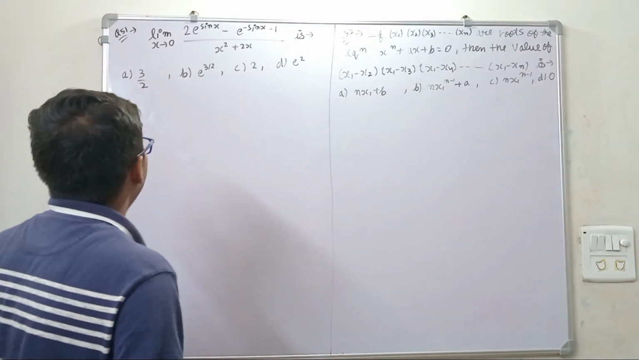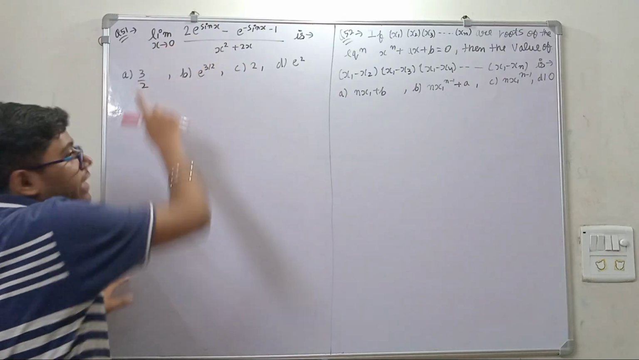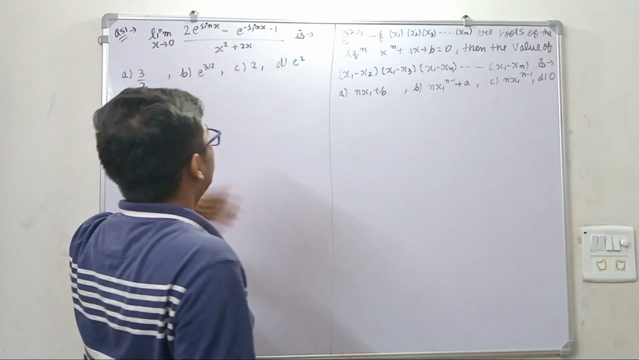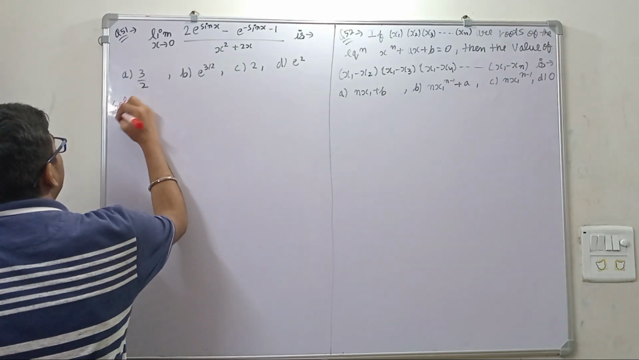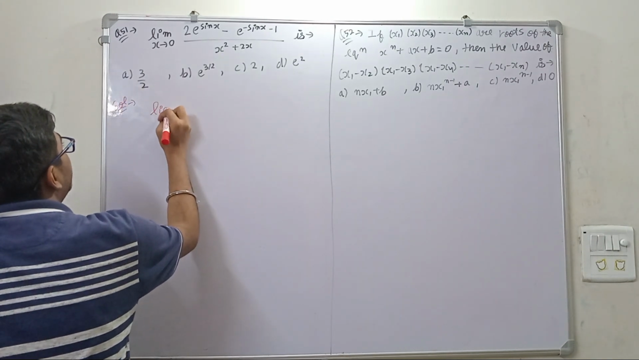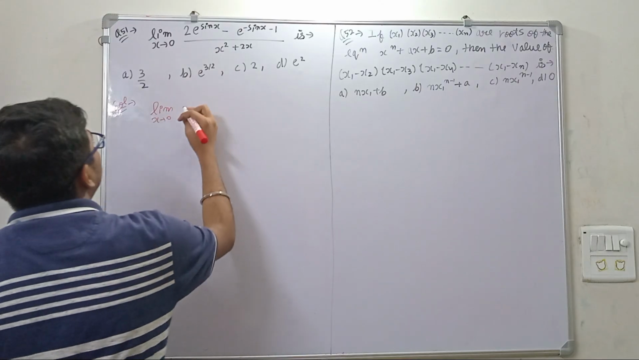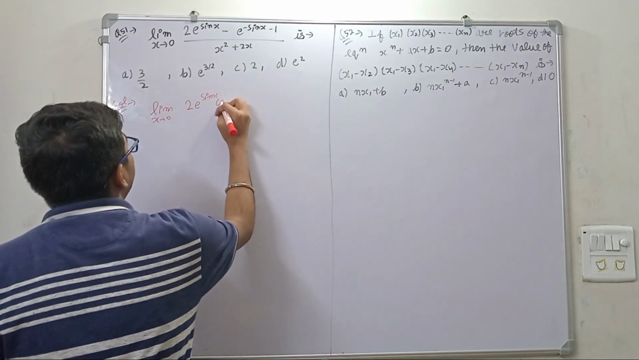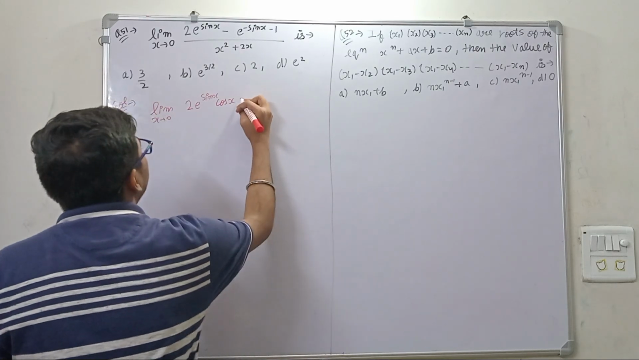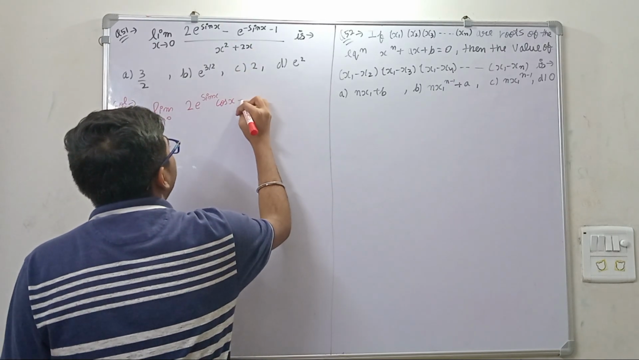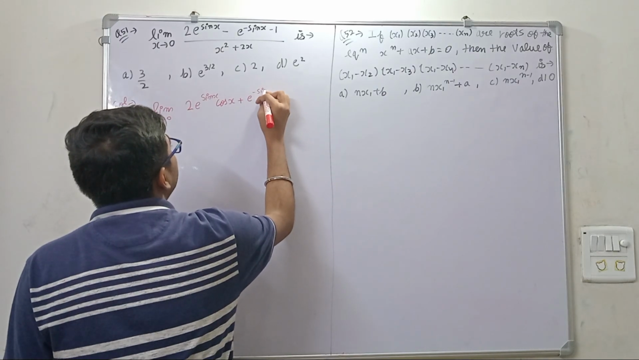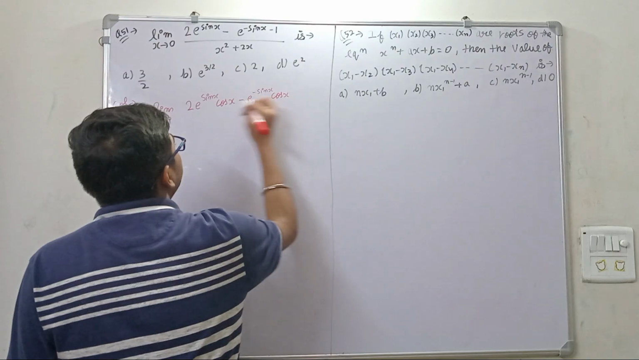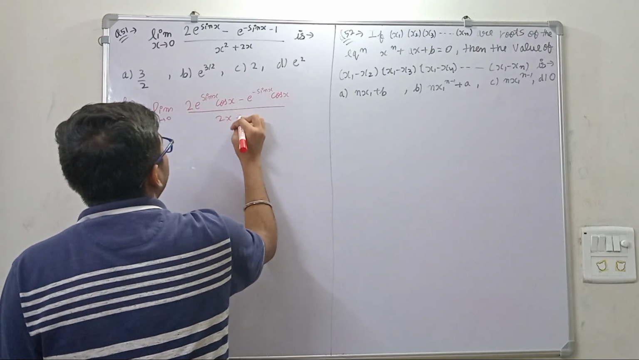Question number 51 is a simple question where the limit as x tends to 0 of this expression is to be found. So this is 0 by 0 form. Just apply the L'Hopital rule here. Differentiating, the numerator gives 2e to the power sin x times cos x, and the derivative of the denominator will be e to the power sin x plus e to the power minus sin x, and minus x derivative is minus cos x, then the derivative of the constant is 0, and the derivative of x square is 2x plus 2.